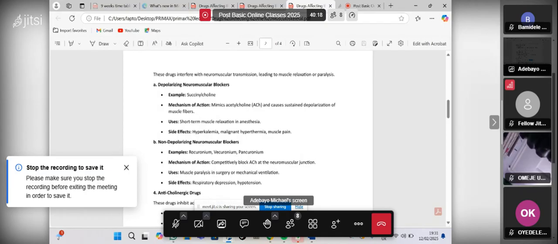Like I said, these are just crash classes for us to remember all those things that we have learned. One of the antidotes for benzodiazepine is flumazenil. You already talked about this last week. So the antidote for benzodiazepine is flumazenil.